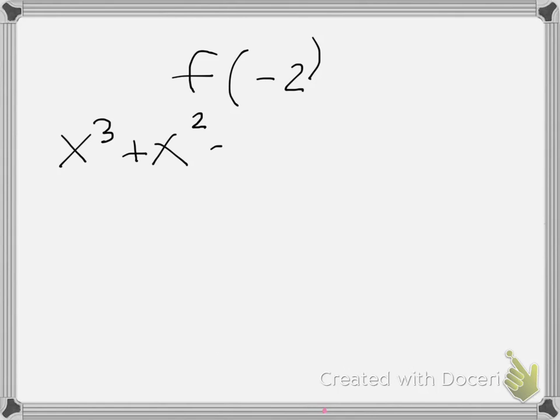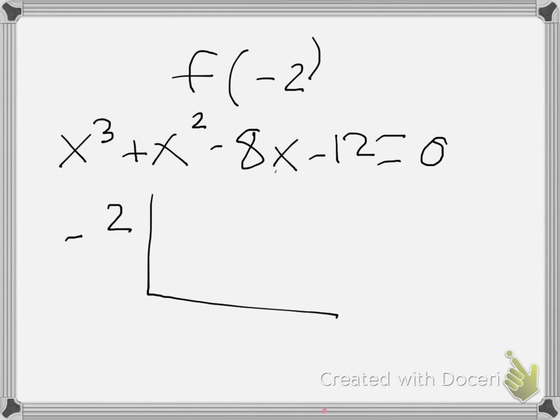Now we're going to find all real solutions using synthetic division given the possible function f of negative 2. And the problem is going to be x cubed plus x squared minus 8x minus 12 equals 0. And then we're going to put the negative 2 outside and the numbers in front. So there's a 1, 1, negative 8, and a negative 12.